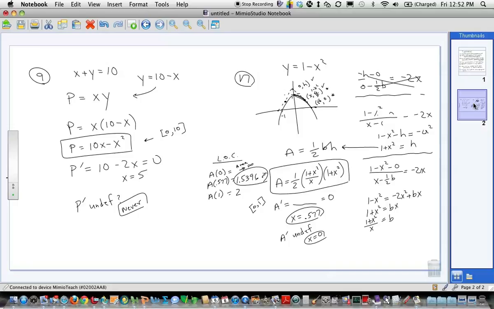Did they want the minimum, smallest possible area? So there it is. If they wanted to know at what point it was the smallest possible area, then they'd be asking for the 0.577 number. Okay, so you have to answer the question that's put there.